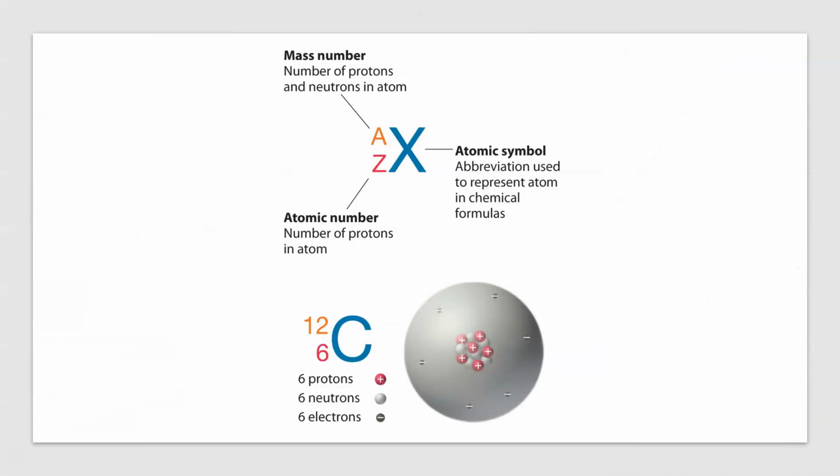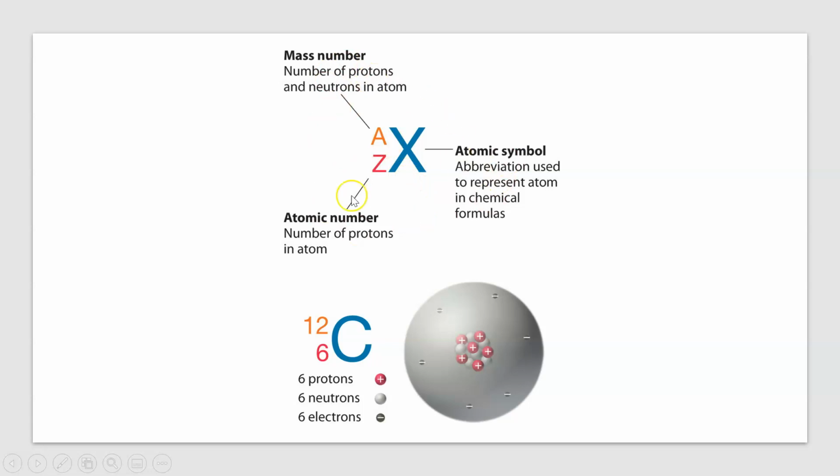All right, let's have a look at this. Here we've got carbon. The mass number of carbon is 12. The atomic number of carbon is 6. If we take away the atomic number from the mass number, so 12 take away 6, leaves us with 6. And carbon has 6 protons, 6 neutrons, and 6 electrons.